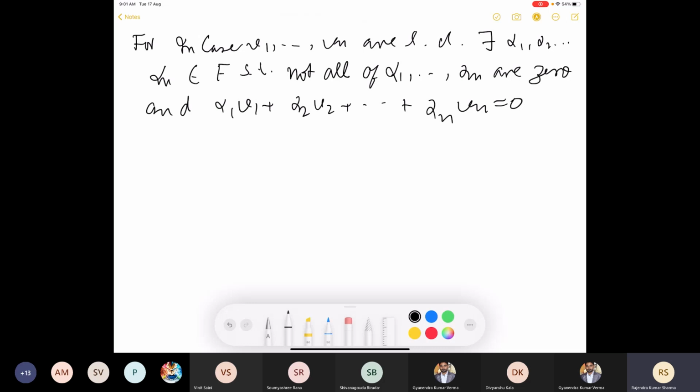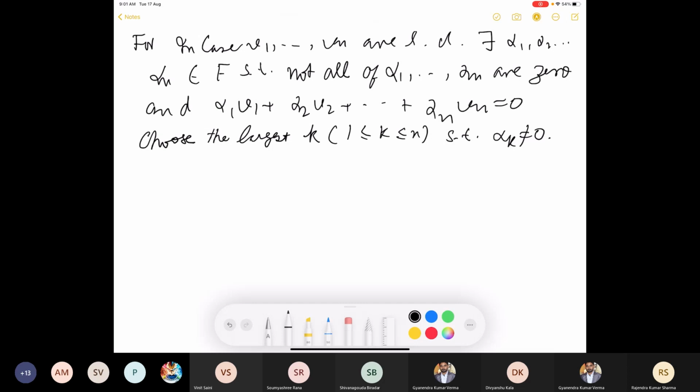Now among the non-zeros, you can take k to be the largest integer for which alpha k is not 0. So you can choose the largest integer k in this list 1 to n such that alpha k is not 0. That means alpha k plus 1 is 0, alpha k plus 2 is 0, and all of them up to alpha n after that are 0. So effectively the linear combination reduces.